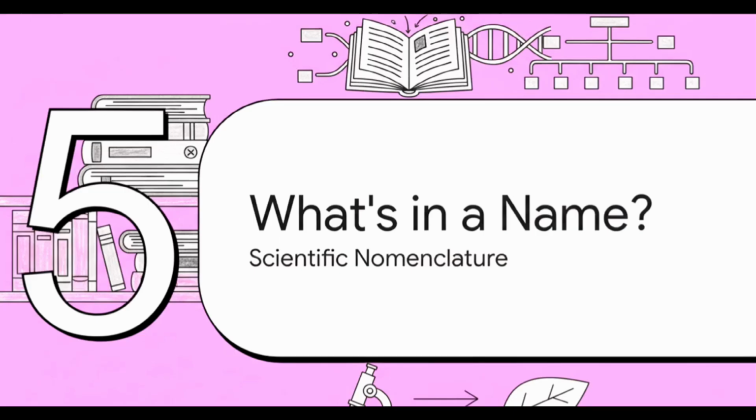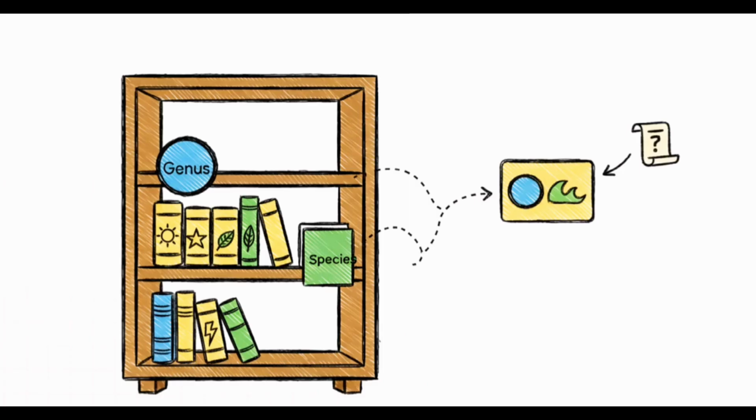Now, every book in a library needs a unique ID code, right? A call number. Well, in the Library of Life, that code is the scientific name, and it tells you exactly where that organism's blueprint is filed. This two-part system is called binomial nomenclature. It sounds fancy, but it's actually super simple. The first name is the genus. That's kind of like the shelf the book is on. And the second name is the species. That's the specific book itself. Together, they create a totally unique ID for every single life form on Earth.